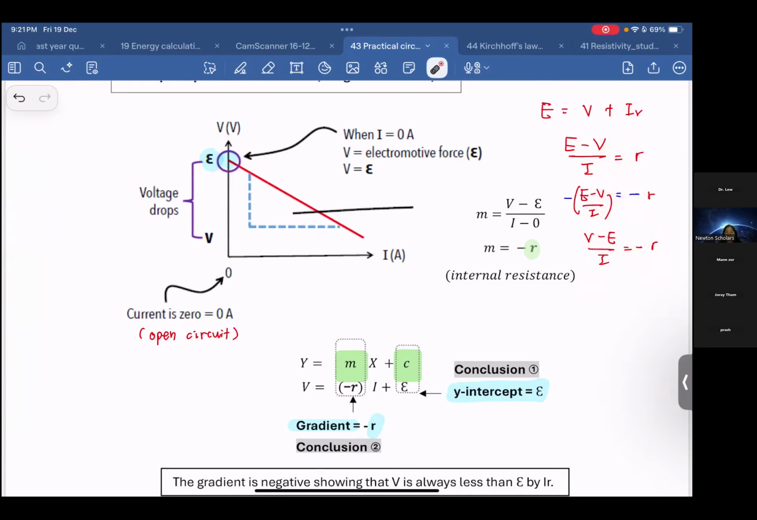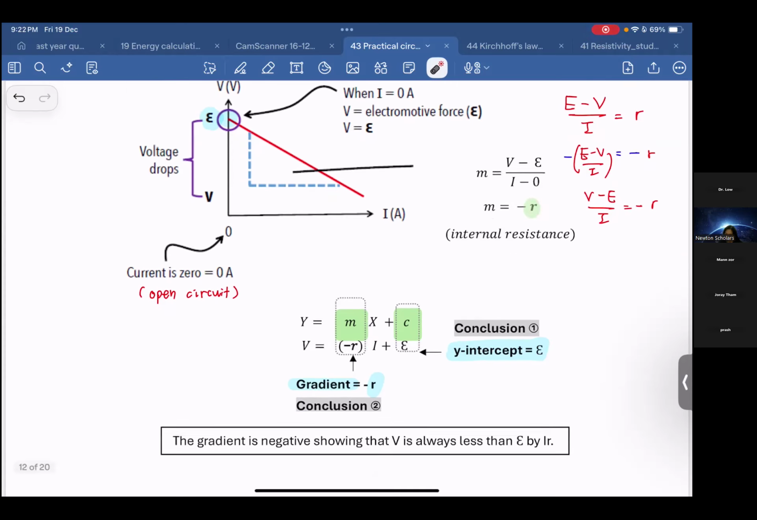But for those who are very good, you're asking why from here I know this is internal resistance. Actually, you rearrange the formula, and you will find out that V minus the EMF divided by I is negative r. It's the negative internal resistance. Negative is because this gradient is going down. Negative gradient, so it's negative. So if we want to know the value of resistance, we just take the magnitude, that's all.